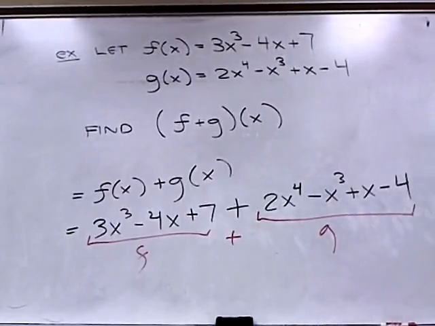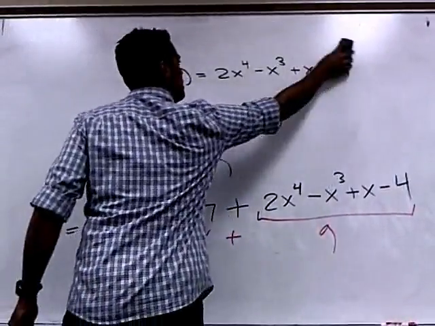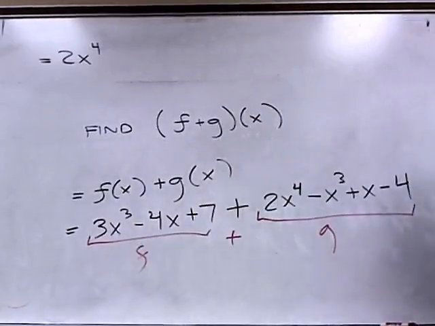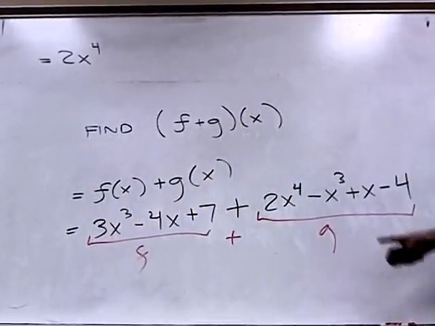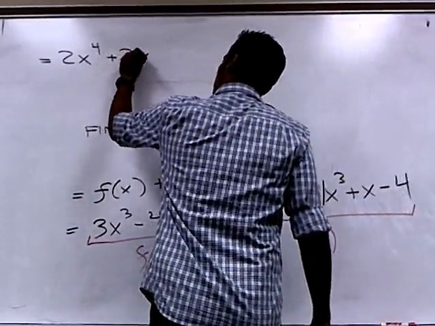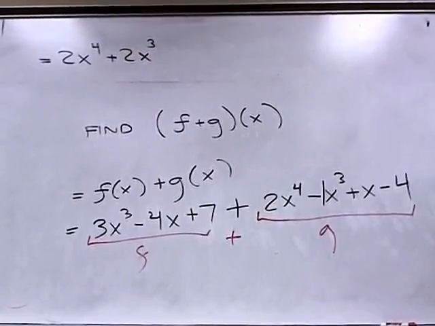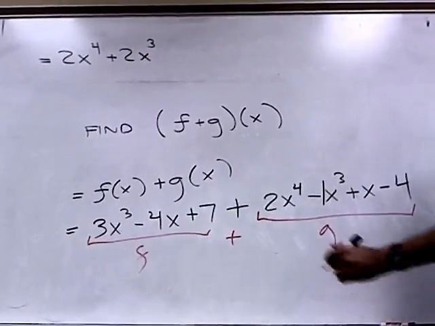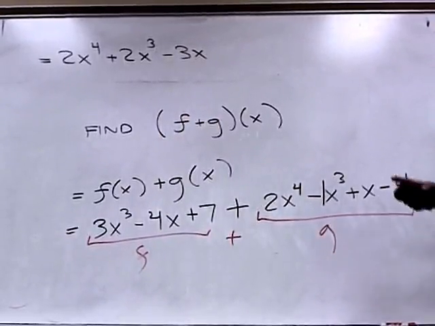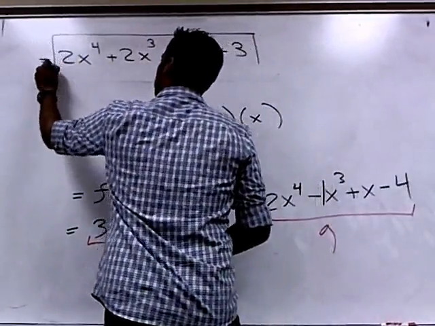So what would be my first term? 2x to the 4th. Okay, so that equals 2x to the 4th. How many x cubes do I have? 2, right? I have 3 of them there, and then there's minus 1 of them here, so 2x cubed. How many x squareds? I don't have any x squareds, do I? How many x's? It's negative 3. And then constant term, 7 take away 4, so 3. That's it. You're done.